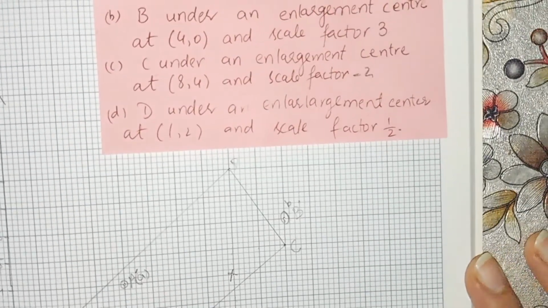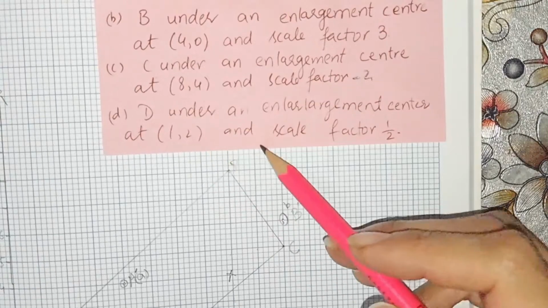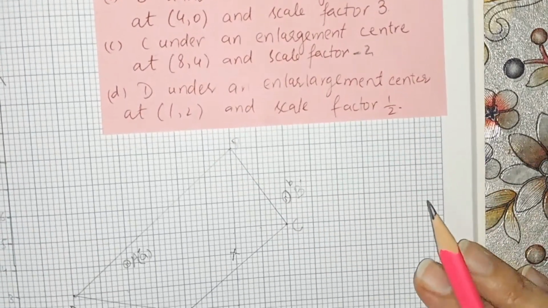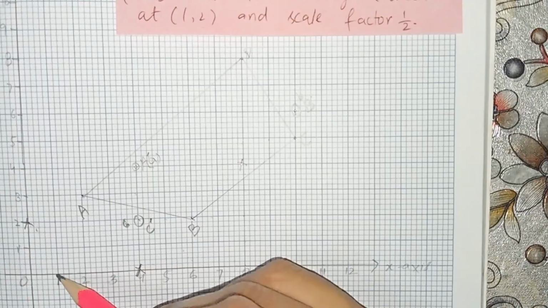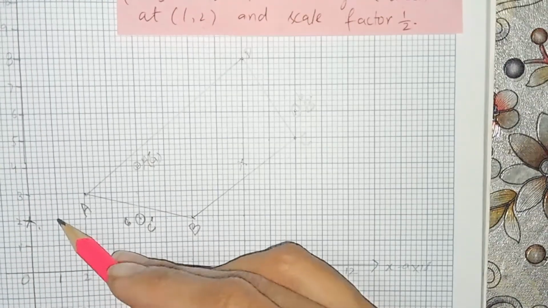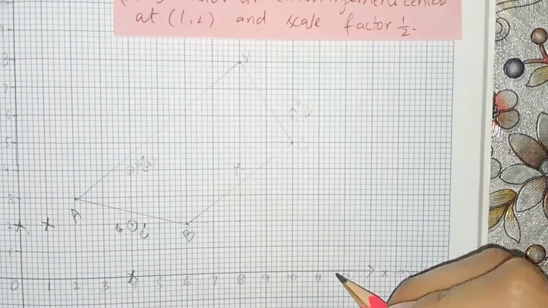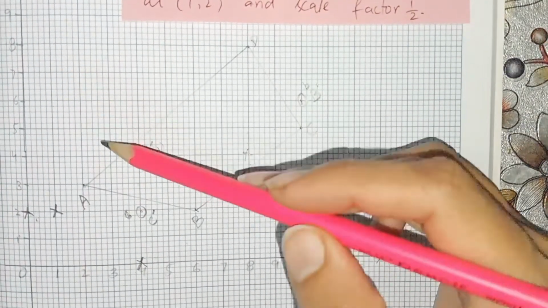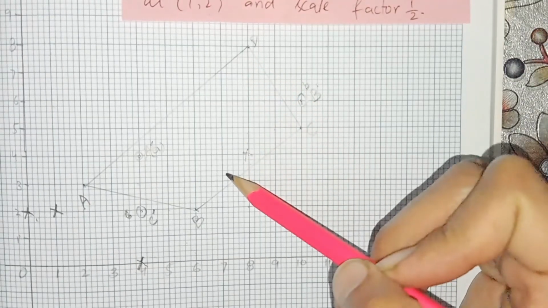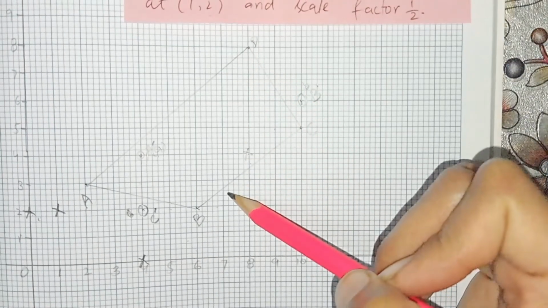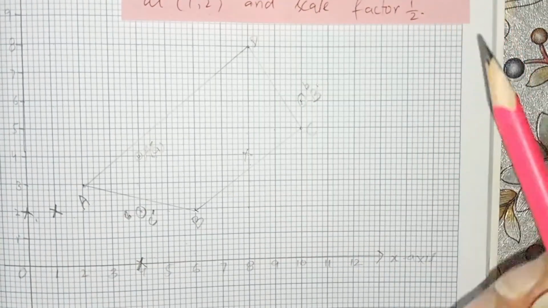Now students, part D. D is under enlargement center at (1, 2) and scale factor half. The enlargement center is 1 along the x-axis and 2 on the y-axis. This is the enlargement center for point D. This point is 7 points away from the x-axis, and 6 points away from the y-axis, 1, 2, 3, 4, 5, and 6, and the scale factor is half.